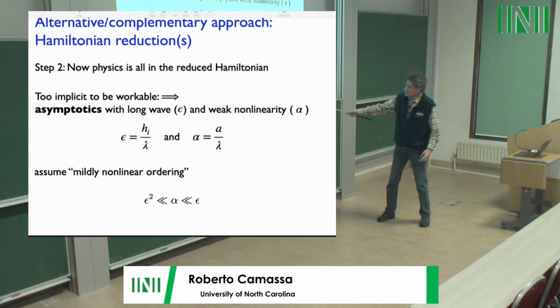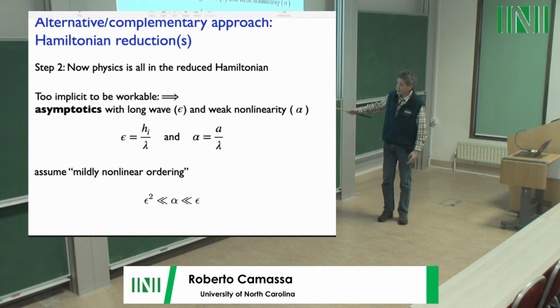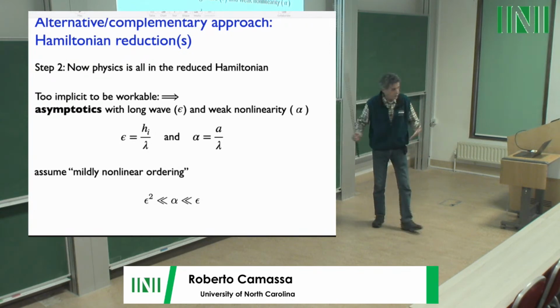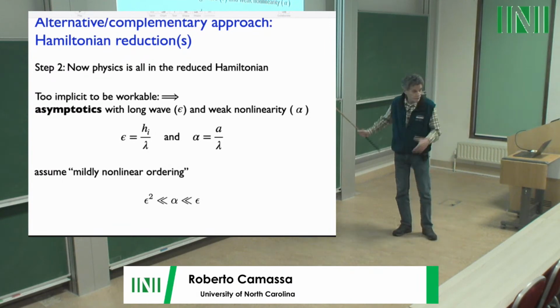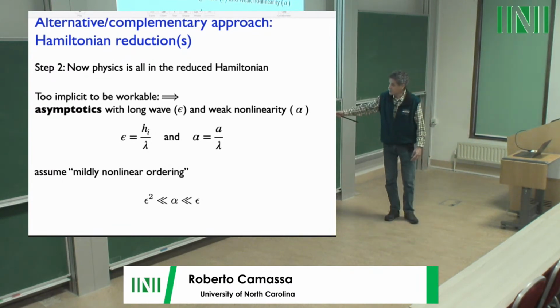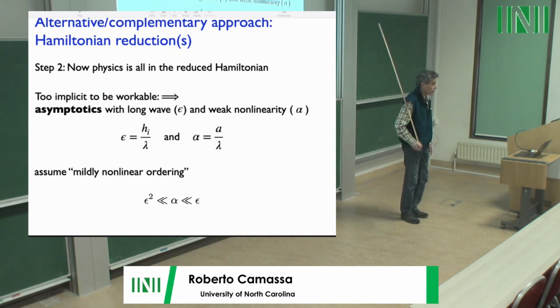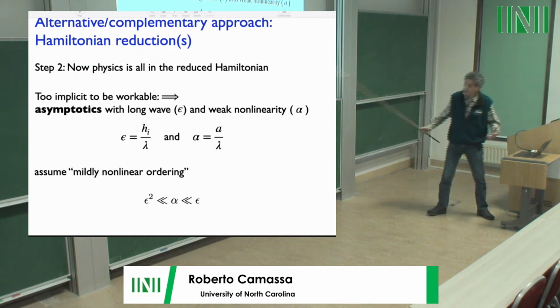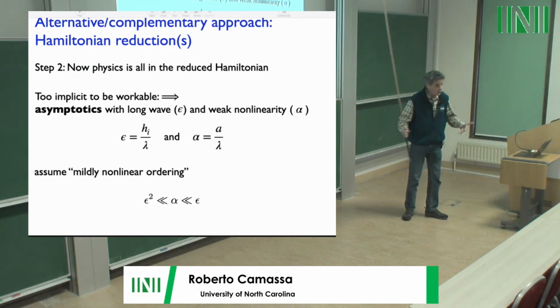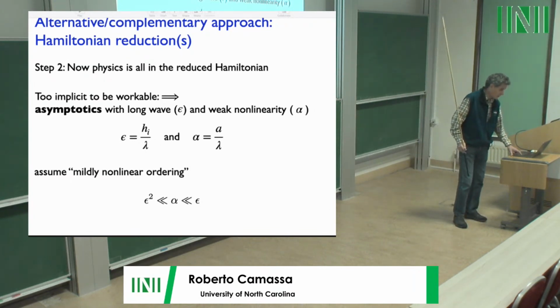Okay, and this scaling is the one that I like. So the epsilon is, think of it as a scaling for dispersion, and alpha is scaling for amplitude. And amplitude is intermediate between these two small parameters, dispersion, so there is a relative ordering of small parameters. So the asymptotics has to be carried out with two small parameters, okay?